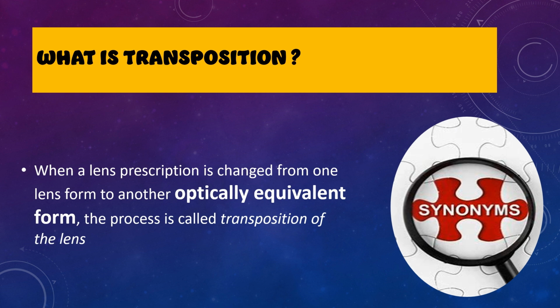When one lens prescription is changed to another lens prescription in such a way that the meaning of the lens prescription does not change, that means both prescriptions have the same optical equivalent form, or the same optical meaning. Just like synonyms, this process of changing one form to another is called transposition.